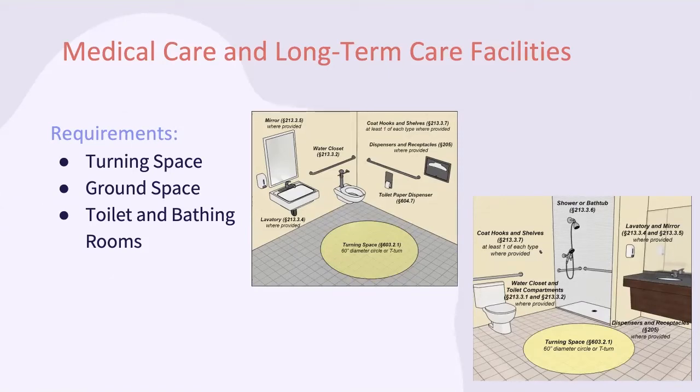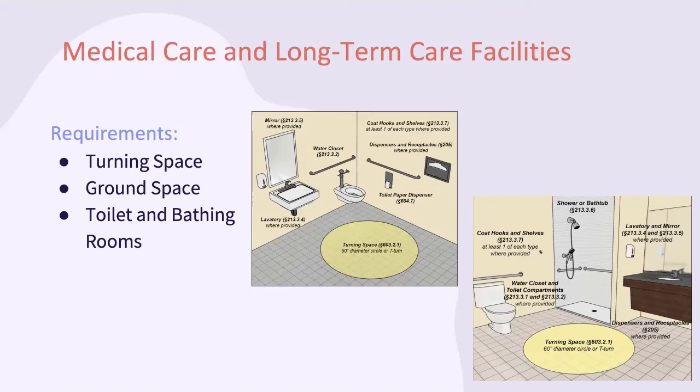Turning spaces must comply with the requirements previously discussed, but required clearances and turning spaces can overlap in bathrooms in these spaces. Doors can swing into turning space, but generally not into required clearance or ground space still. However, there are exceptions for different kinds of places. Also, mirrors must be a maximum of 35 to 40 inches off the ground, depending on their placement. And coat hooks and shelves must also be accessible, just as in dressing, fitting, and locker rooms.